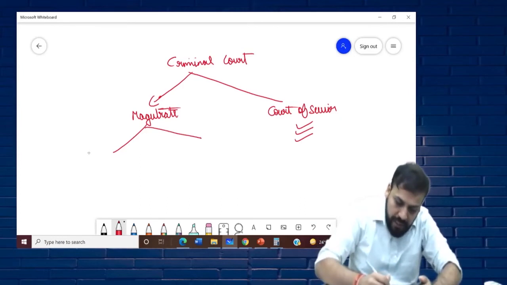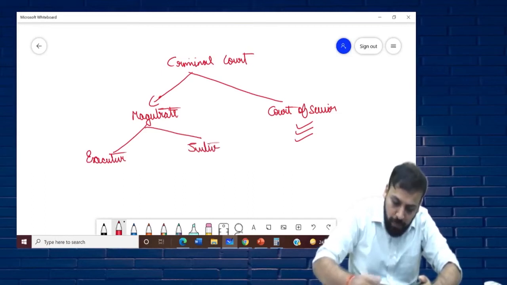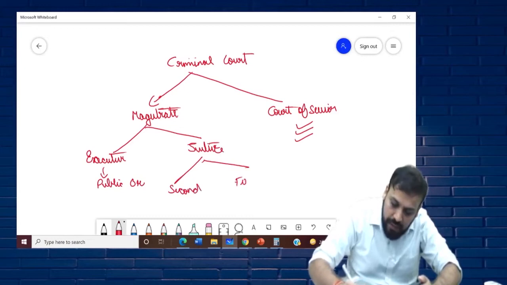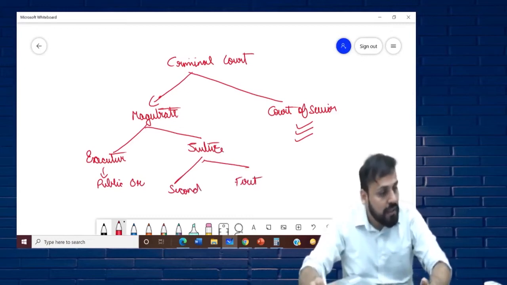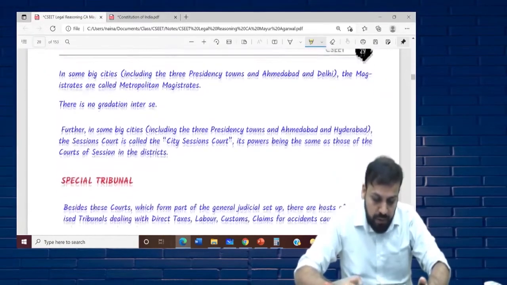In magistrate, there is executive and justice magistrate. Executive is for public order decisions, and once the crime is done, that is justice. And in justice, there is second class and first class. Are you understanding? Okay, friends.